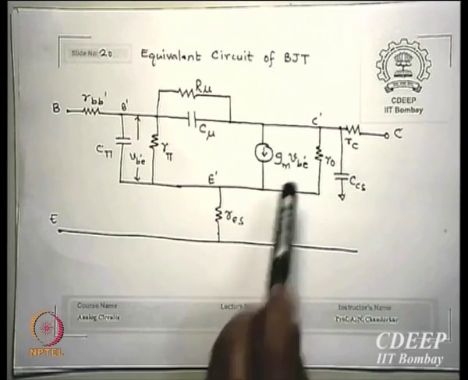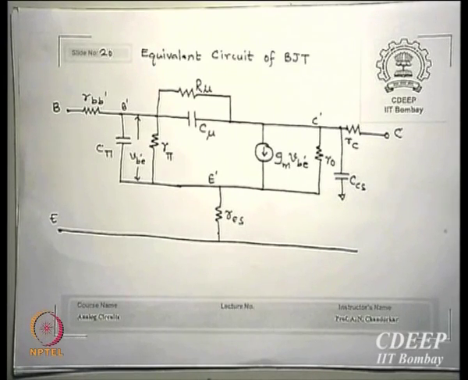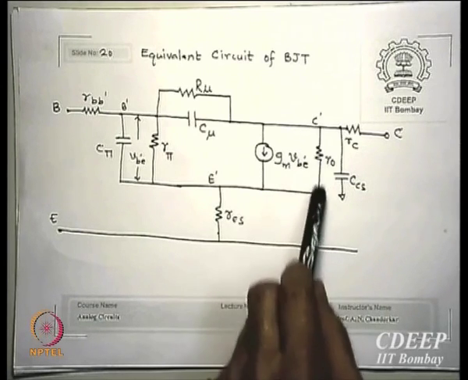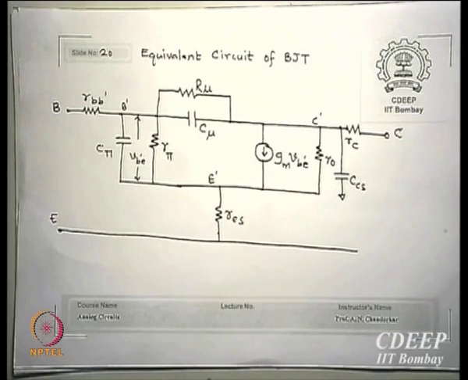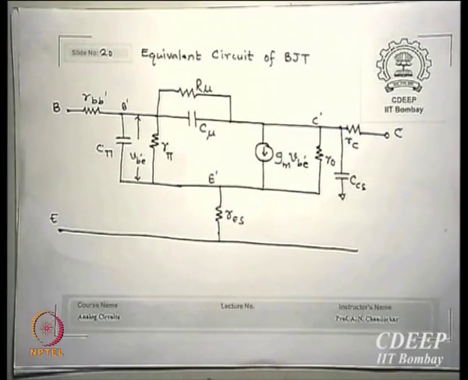This is the major feature of the bipolar transistor. If you have a VBE at the input, the output current is GM times VBE, which is a larger current than the input current which enters at the base. And since this current will be larger, there will be gain, output current by input current. Then there is an output resistance R0, which is essentially the slope of the IC-VC characteristics we last time discussed. Then there is a small resistance associated with the collector region itself, which is RC, and there is a capacitance between substrate and the collector, which is called CCS.